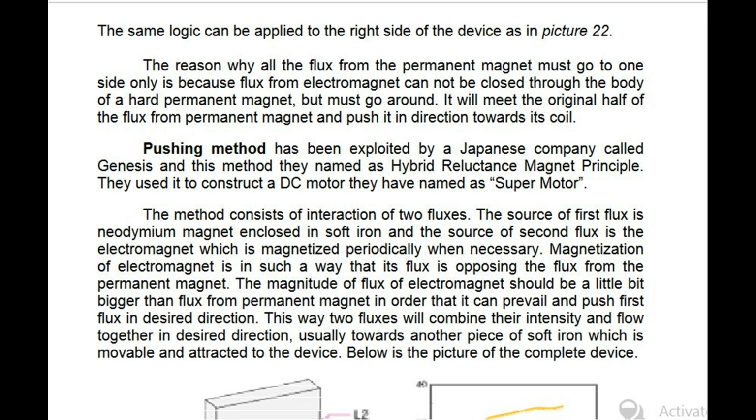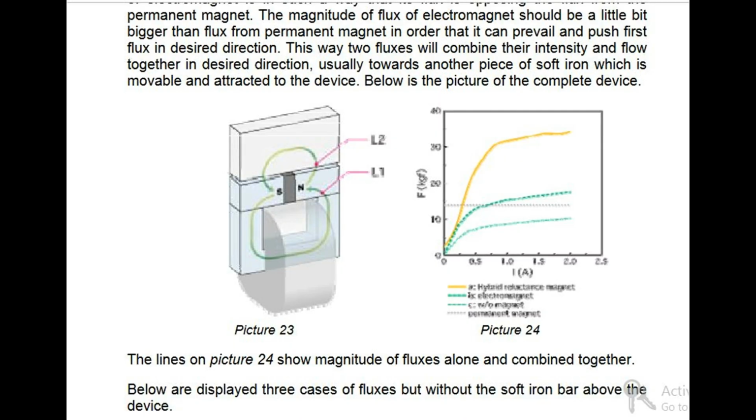Magnetization of the electromagnet is in such a way that its flux is opposing the flux from the permanent magnet. The magnitude of flux of the electromagnet should be a little bit bigger than flux from the permanent magnet in order that it can prevail and push the first flux in the desired direction. This way two fluxes will combine their intensity and flow together in the desired direction, usually towards another piece of soft iron which is movable and attracted to the device. Below is the picture of the complete device. The lines on picture 24 show magnitude of fluxes alone and combined together.